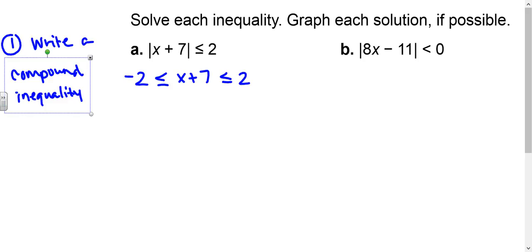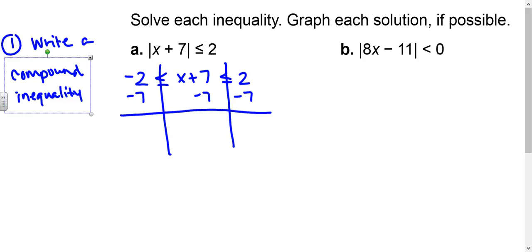From here, we're just solving this compound inequality just like we did before in the last section. If I'm trying to get x by itself, I'm going to subtract 7 from all the sides. So these cancel out, and -2 minus 7 is -9, which is less than or equal to x, which is less than or equal to 2 minus 7, which is -5.